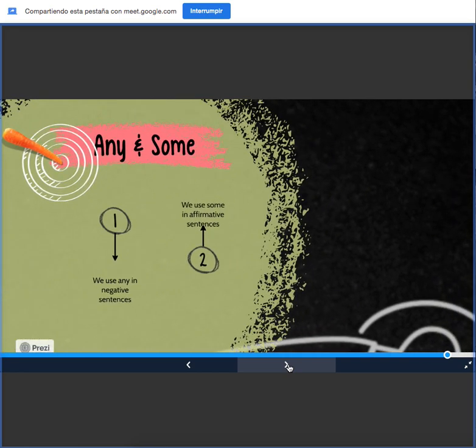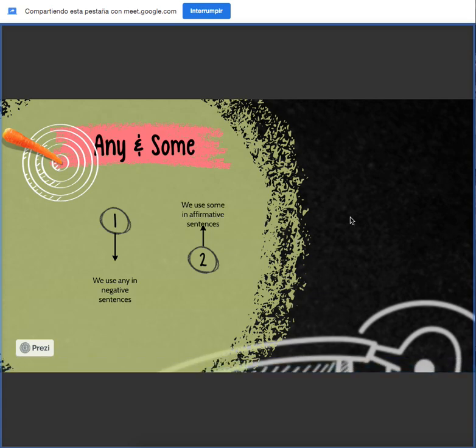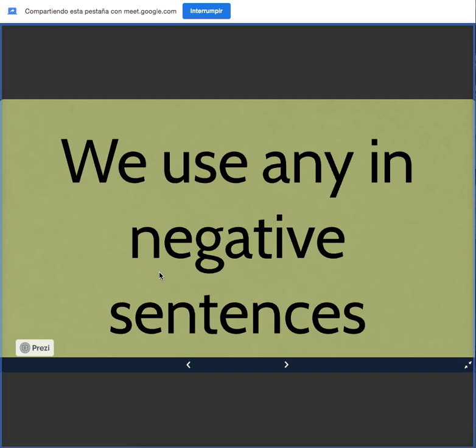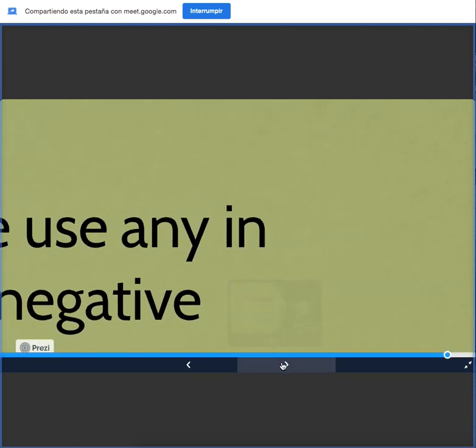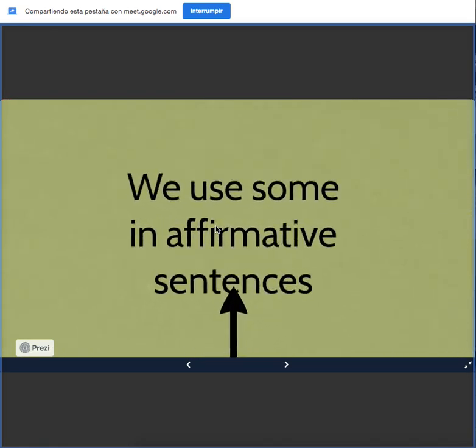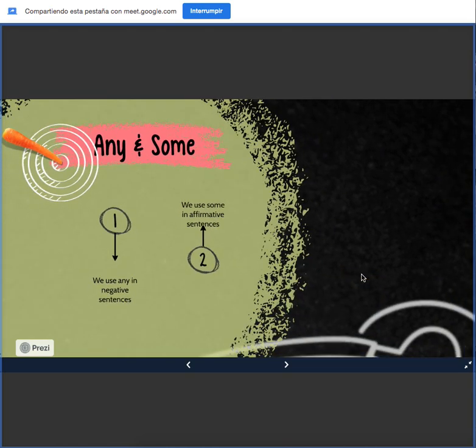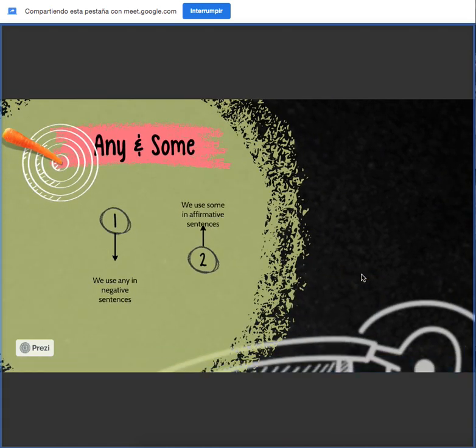And finally, just by this slide, because we are going to continue with the next part, I just want to introduce you to the world of any and some. First of all, look at this. We are going to use any in negative sentences, and we are going to use some in affirmative sentences. This is to talk about amount. This is to talk about quantity. Váyanse con esta idea por el momento. Take notes of this, and we are going to continue, okay? Keep it in mind. Any and some.